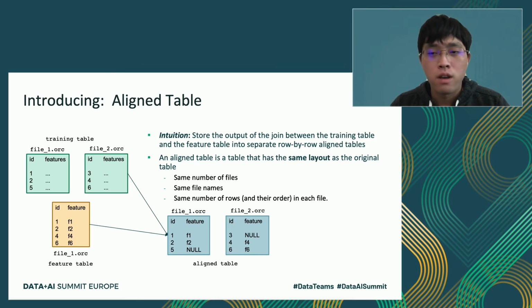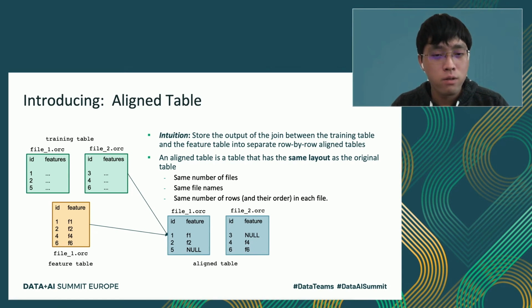for each row. So we join the training table ID and the feature table ID together and generate the align table on the right side, which has the same number of files as the training table, as you can see, and the same row order in each file. For example, in the first file, file1.orc, it has a feature for ID I1, 2, 5, etc.